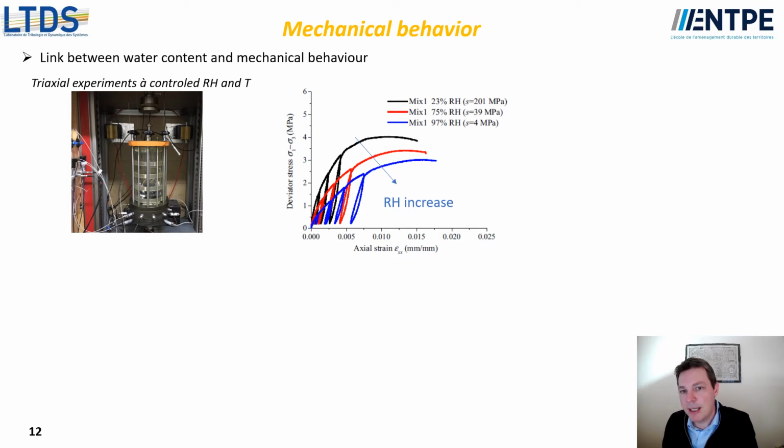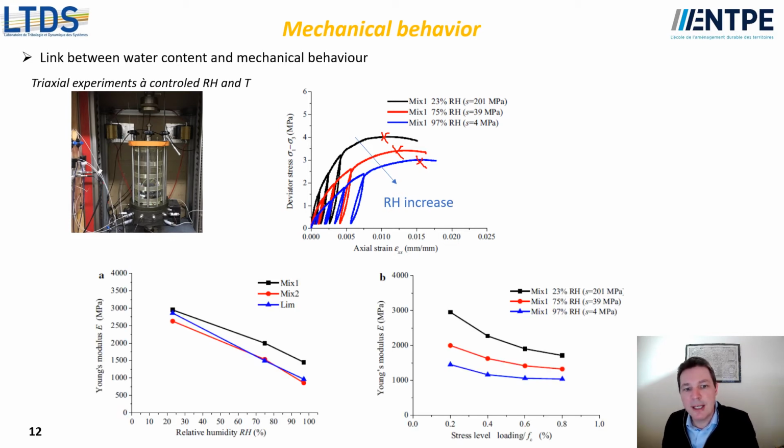And what we can see is that when the relative humidity of the air increases, the stress-strain relation changes a lot. At first, the strength of the material is changed. You can see quite an important variation of strength when relative humidity increases. But we can also see that there is a variation of stiffness of the material, because when relative humidity increases, the Young modulus decreases.